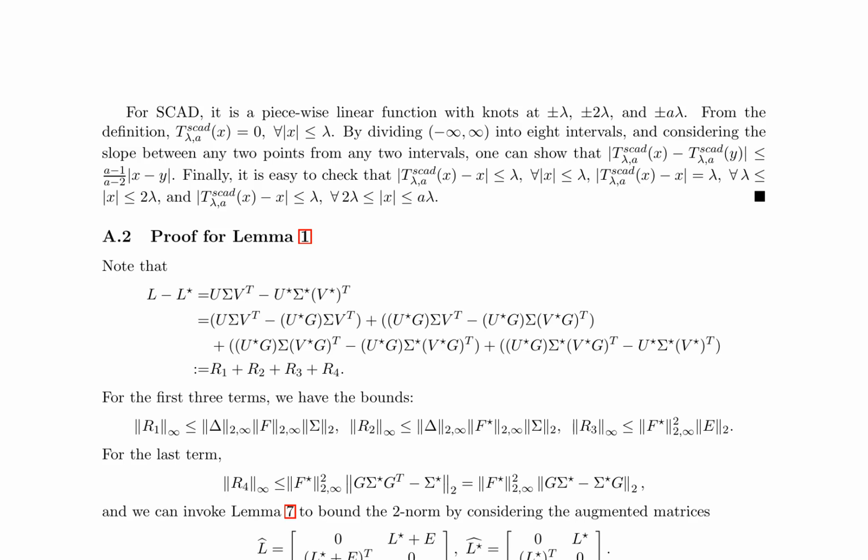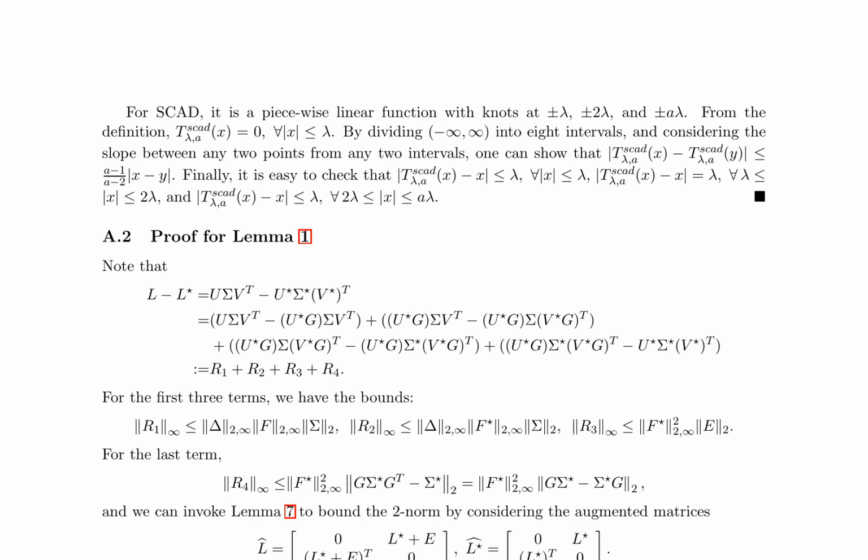The authors present a proof for lemmas 1 and 2, which are crucial in establishing the theoretical guarantees of the SCAD, smoothly clipped absolute deviation, penalty function in the context of low-rank matrix estimation. Firstly, the authors define the SCAD function, T_SCAD(λ, a, x), which is a piecewise linear function with knots at plus or minus λ, plus or minus 2λ, and plus or minus aλ. They then proceed to show that this function satisfies certain properties, such as being Lipschitz continuous with a Lipschitz constant of a/(a−2), and having a bounded difference with the identity function.